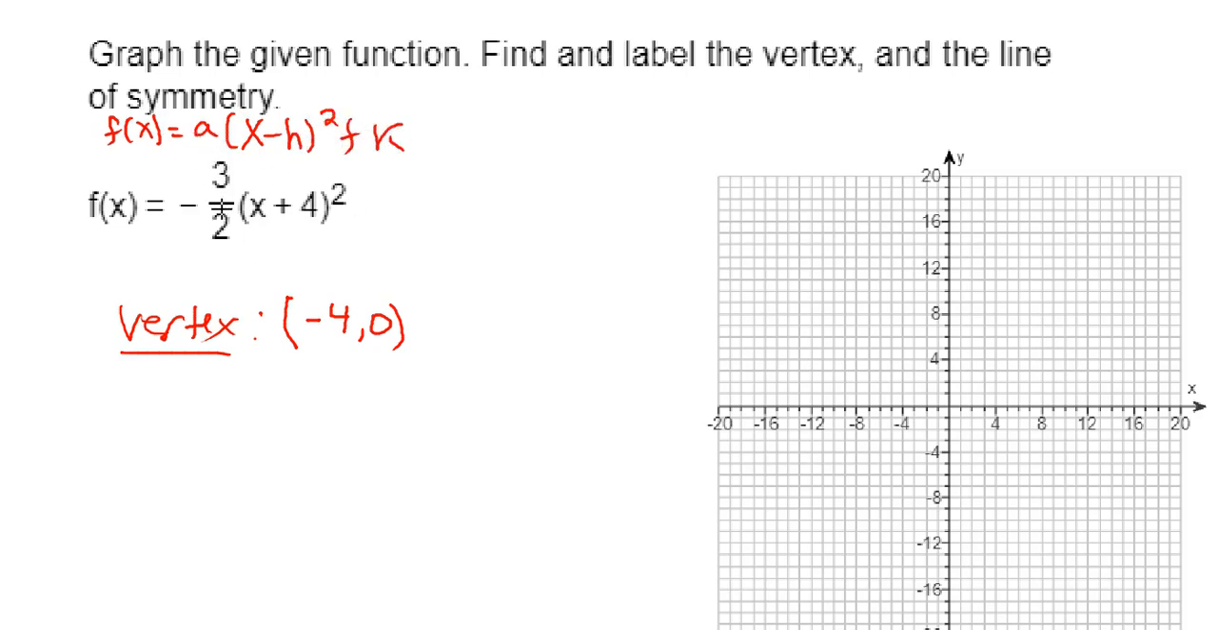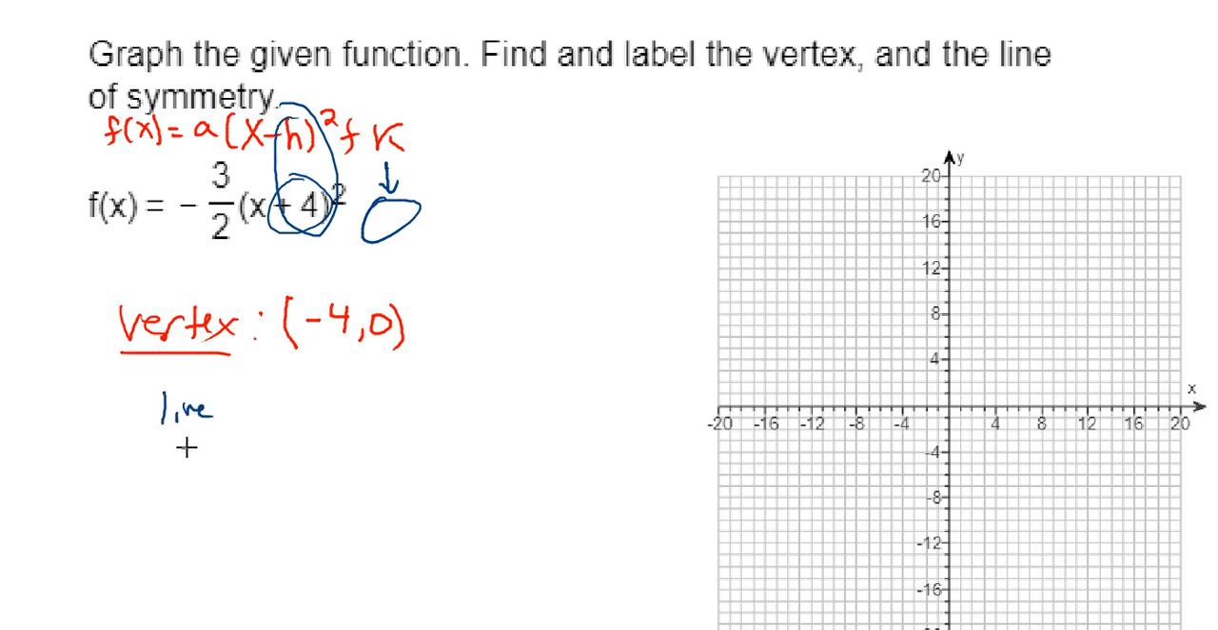A is equal to negative 3/2. We're not doing anything with that information, but that's what lines up with A in the formula. H is going to be negative 4. So again, it's the opposite sign of the number that's actually given in the equation. There's a positive 4 here, and so H will be the opposite sign of that. It'll be negative 4. And then K is missing, so that means it's equal to 0. So the vertex is negative 4 comma 0.